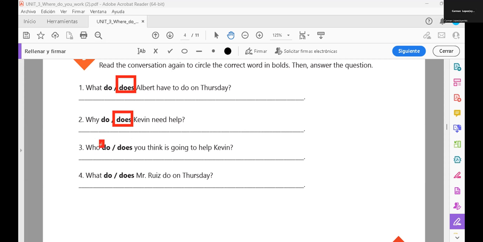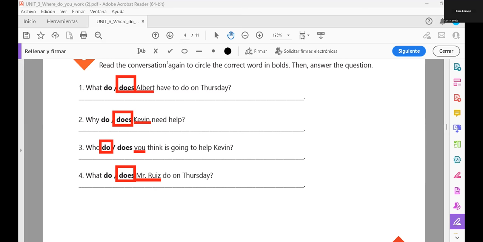Okay, who do or does you think is going to help Kevin? Do you, right? Does Kevin, that's he, that's Albert. Okay, what do or does Mr. Reese do on Thursday? Does. What does Mr. Reese? Okay, so now, based on the conversation, what does Albert have to do on Thursday? Do you remember?